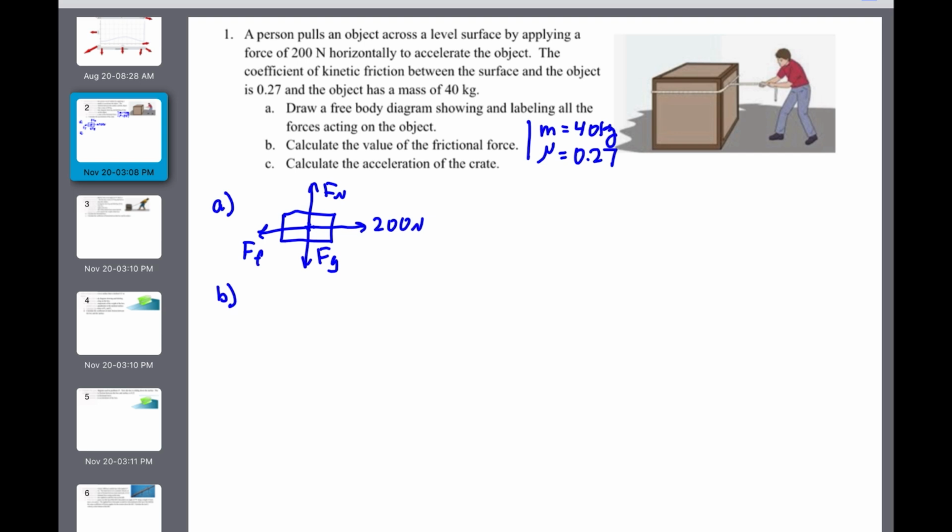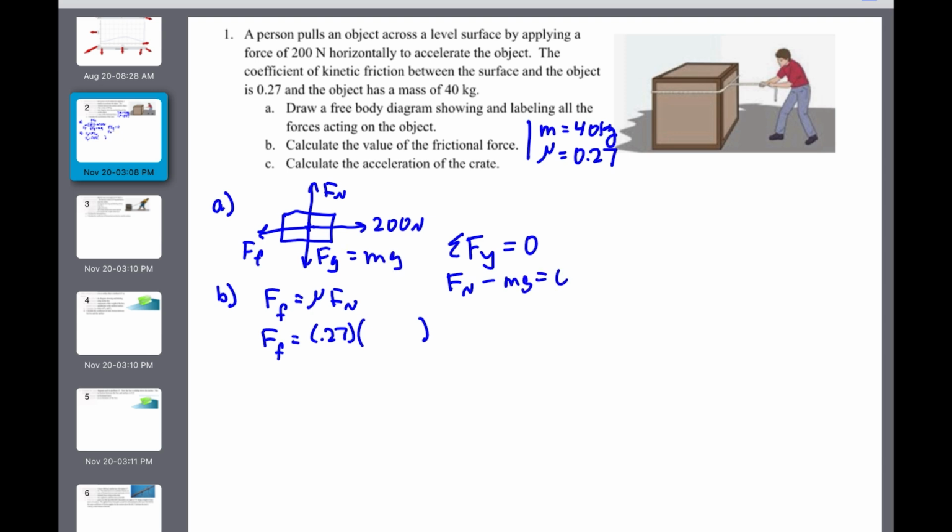Now, headed into part B, we want to calculate the value of the frictional force. Our friction formula, mu times the normal. We know our mu value, but what we need to calculate is our normal force value. So, let's sum the forces in the y direction. Vertically, we only have two forces, the normal force and the weight. And remember, weight is equal to mass times gravity.